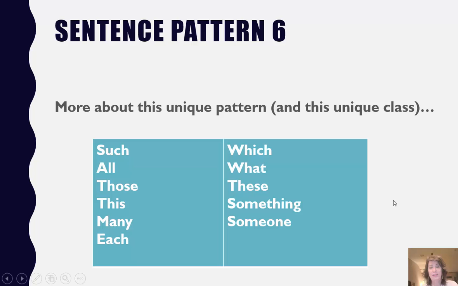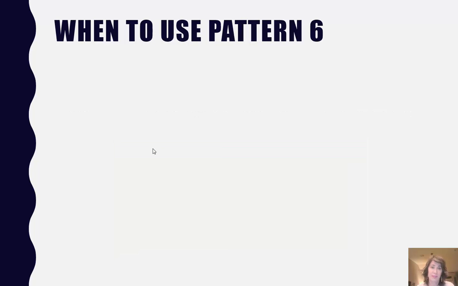Now, more about this unique pattern and also this unique class. Here are your 11 summary words. The key to the pattern is that you have to use one of these words. Don't allow yourself to use a different word or try to make it work a different way. It just won't work. We're going to see some examples of that.